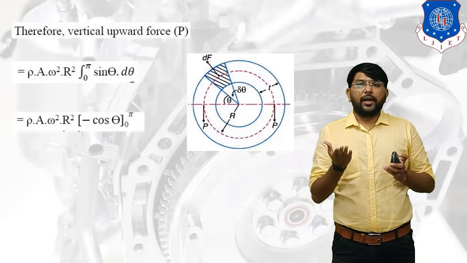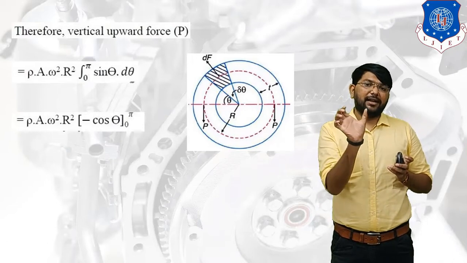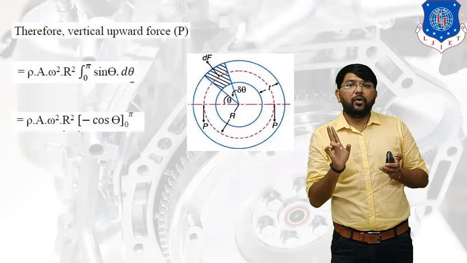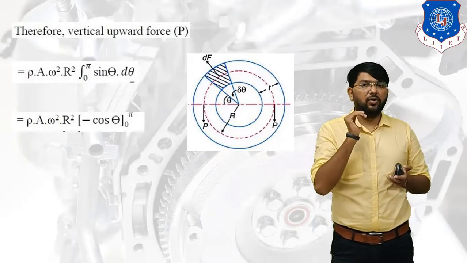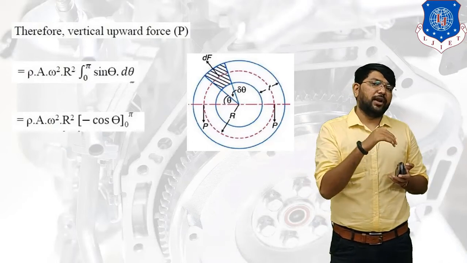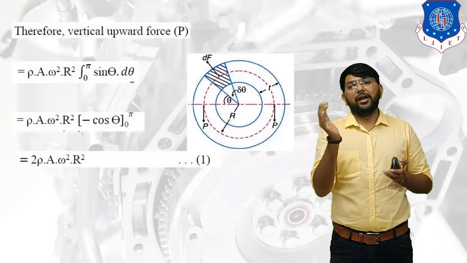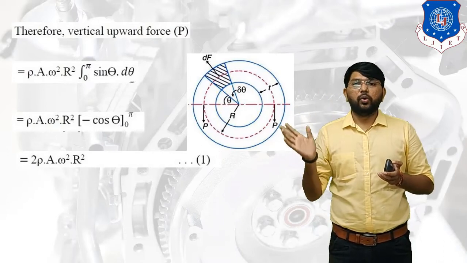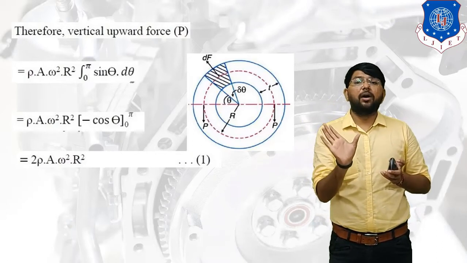Clear? So rho A omega square r square. Now instead of sin theta we integrate sin theta, that is minus cos theta, and put the limits 0 to pi. Now you all know the value of cos pi and the value of cos 0. The value of cos pi is minus 1 and the value of cos 0 is 1. So we put the upper limit and lower limit, and the equation is converted in the form of 2 rho A omega square r square. So this is the total upward force.